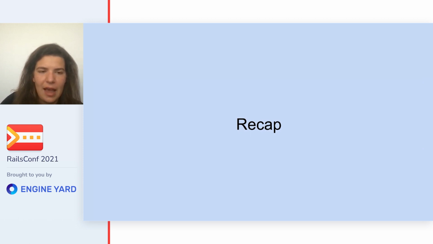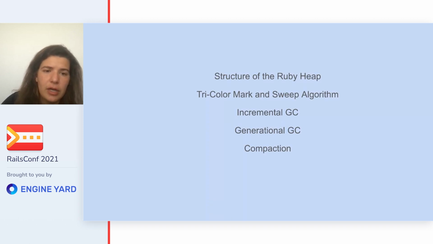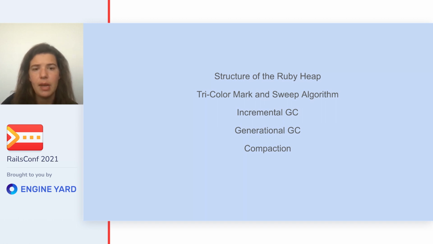And just to recap all the things we've discussed up until now, we went through the structure of the Ruby heap. We went through those diagrams with the tricolor mark and sweep algorithm and learned what that algorithm was doing. We talked about incremental GC, generational GC, and now finally compaction.